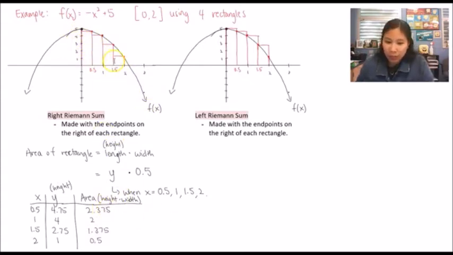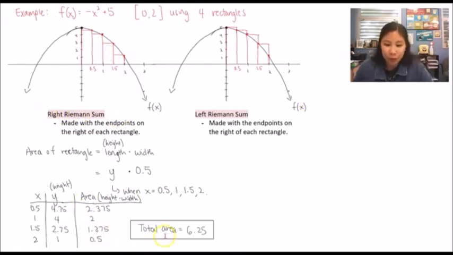Now to find the total area of the right Riemann sum, we just have to add all these areas up. So I end up with a total area of 6.25. So we're estimating using a right Riemann sum that the total area under this curve is 6.25.